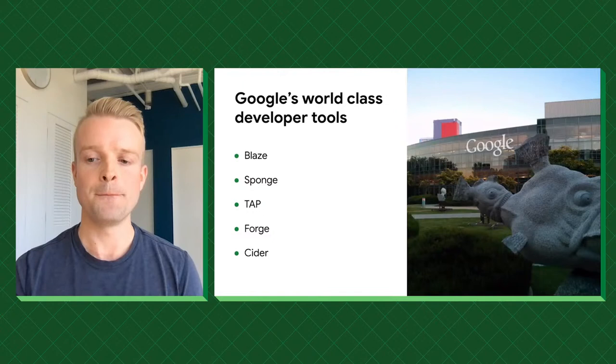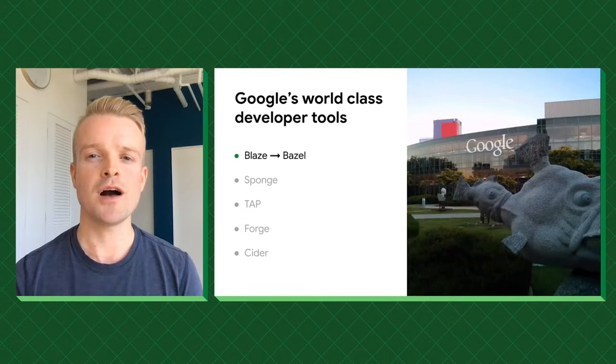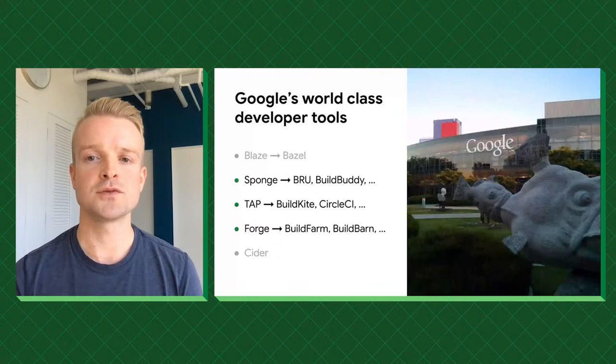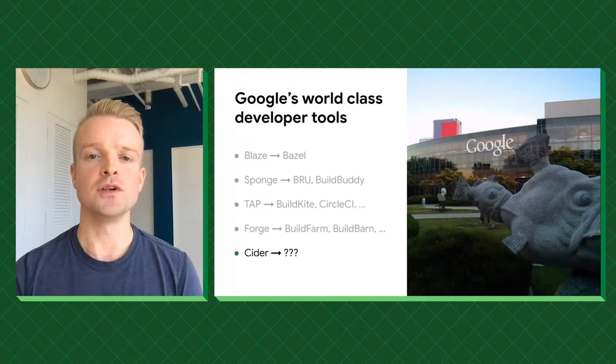In the outside world, we have Bazel, which we all obviously know and love, which is the open source version of Blaze. For Sponge, Tap, and Forge, there are plenty of open source options available, including BuildFarm, BuildBarn, Brew, and of course, BuildBuddy. But there's one tool I've still found myself consistently missing from my Google days, and that's Cider.